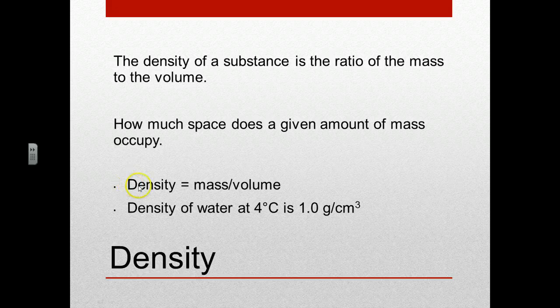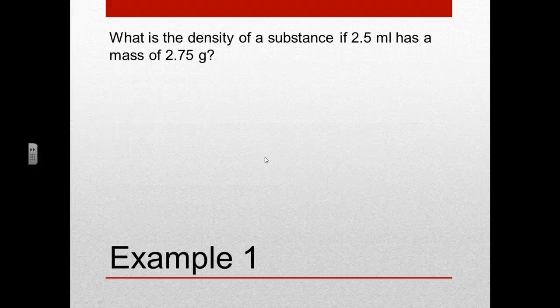Your formula here is density equals mass divided by volume. This is a very simple formula to use, and I'm going to work a couple of examples in just a second. Density is something that is used quite a bit for determining an unknown. If you have two substances, you can determine the density and figure out what a substance is based on that clue. So here's an example.